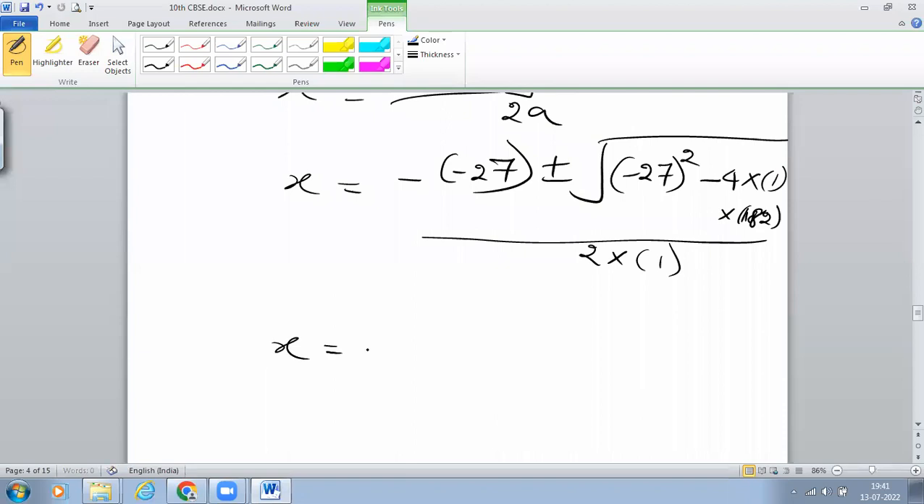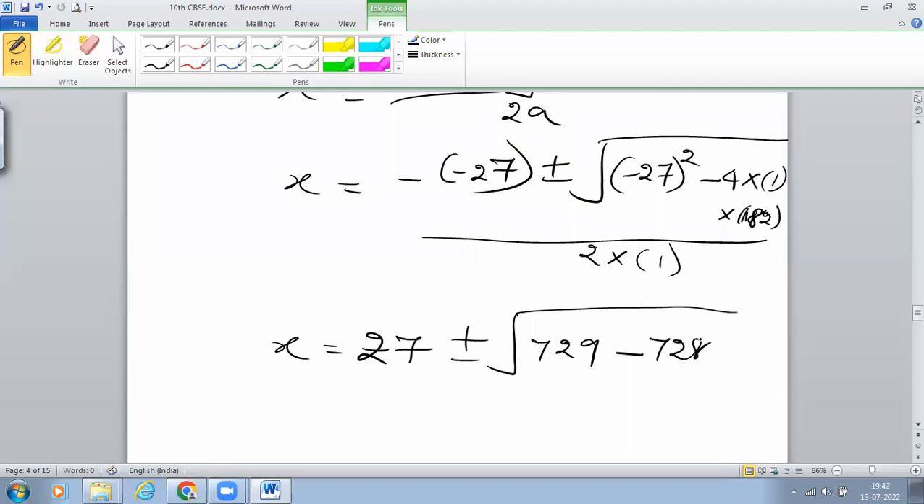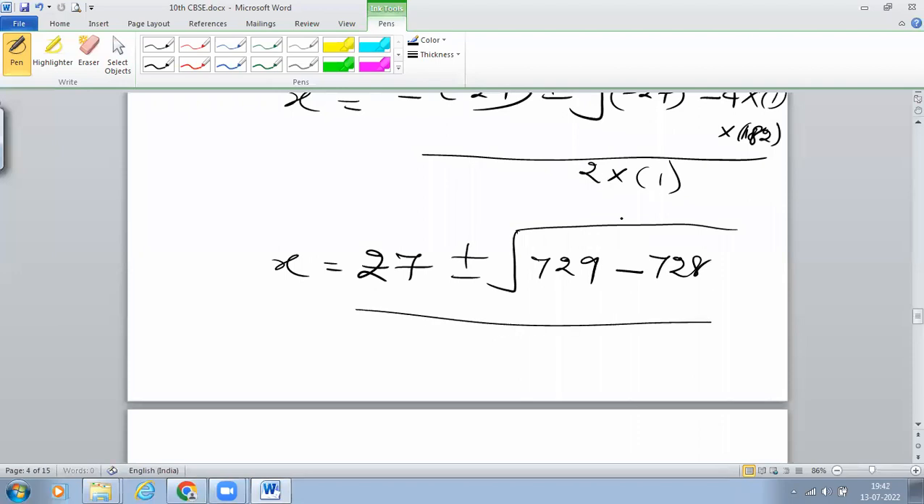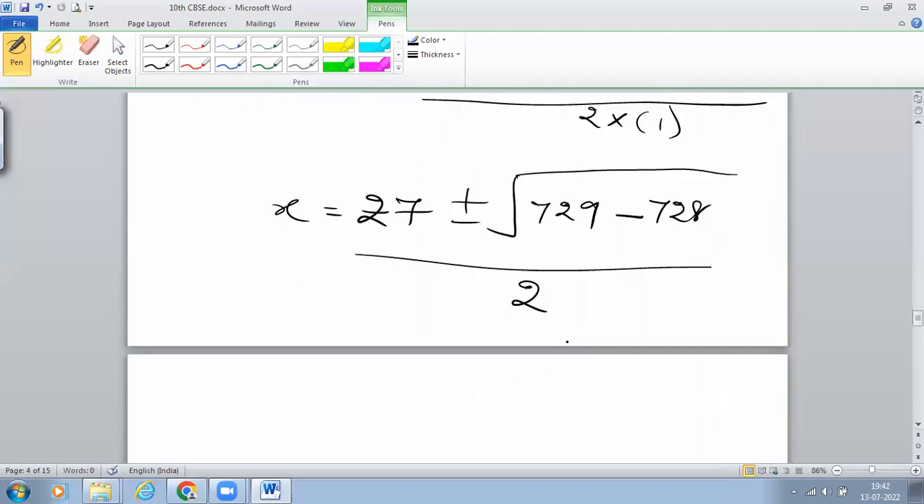Now x is equal to minus of minus, and minus into minus is plus. So it becomes plus 27 plus or minus square root of minus 27 the whole square. Minus of a number to the power 2 becomes plus. What is 27 square? It is 729. Minus 4 into 1 is minus 4, minus 4 into 182. What is 4 into 182? 728. Okay, 728 whole divided by 2 into 1, which is 2.